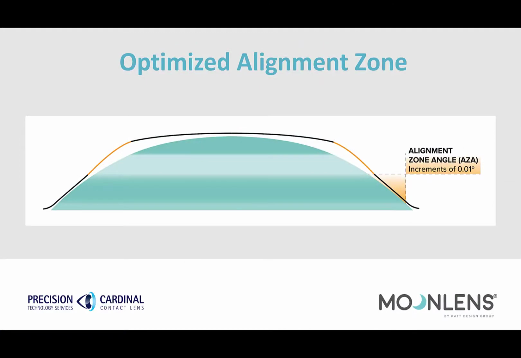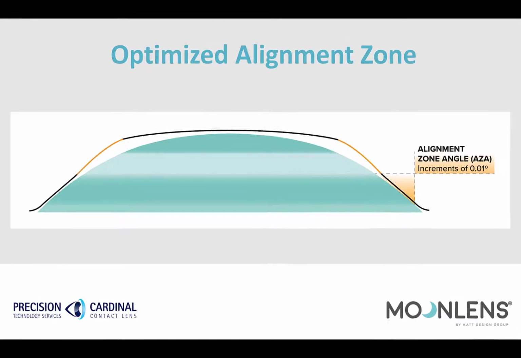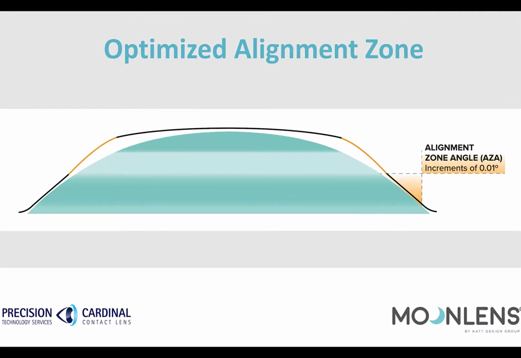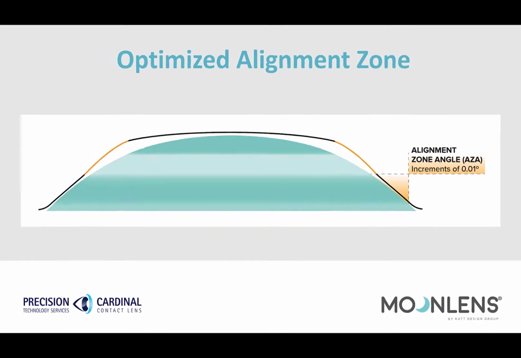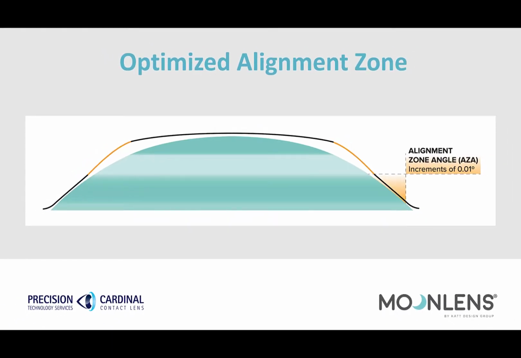All the MOONLENS zones allow finite incremental adjustments. An example of this is the AZA, which provides 0.01 degree steps to create the exact landing that's appropriate for each and every eye. The calculator facilitates the high level of customization that is generated for each zone.